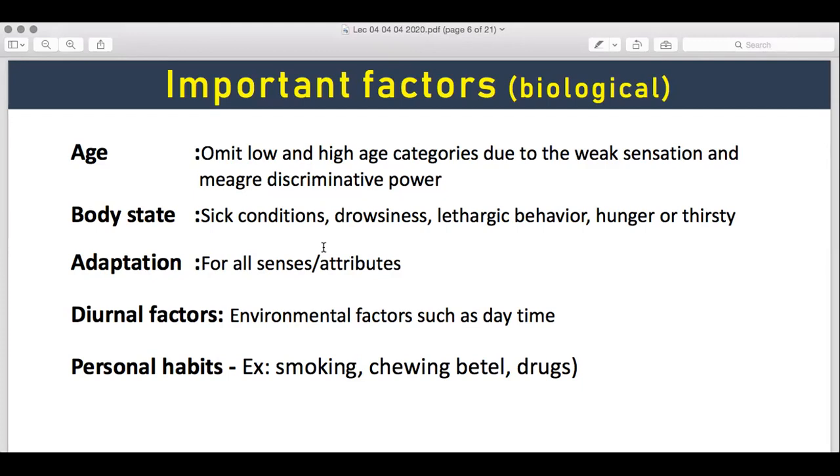Adaptation for all sensory attributes. You know, some people can't bear some senses, so those types of people we are not going to use. And diurnal factors. Diurnal factors mean environmental factors, light conditions, daytime. All these factors are very important. And personal habits, smoking, chewing betel. The people who are consuming drugs, we never use. Right? These factors are very important.